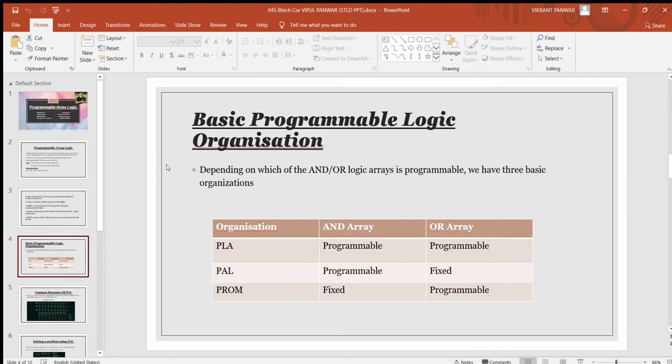Coming on to the next slide, it is a basic programmable logic organization. That is, if we are given a structure, then how can we determine whether it is a PLA or a PAL? So basically, if an organization is PLA, then its AND array is programmable and its OR array is programmable. But if the organization is PAL, that is programmable array logic, its AND array is programmable and its OR array is fixed. This makes the structure simpler. Talking about PROM, its AND array is fixed and OR array is programmable.